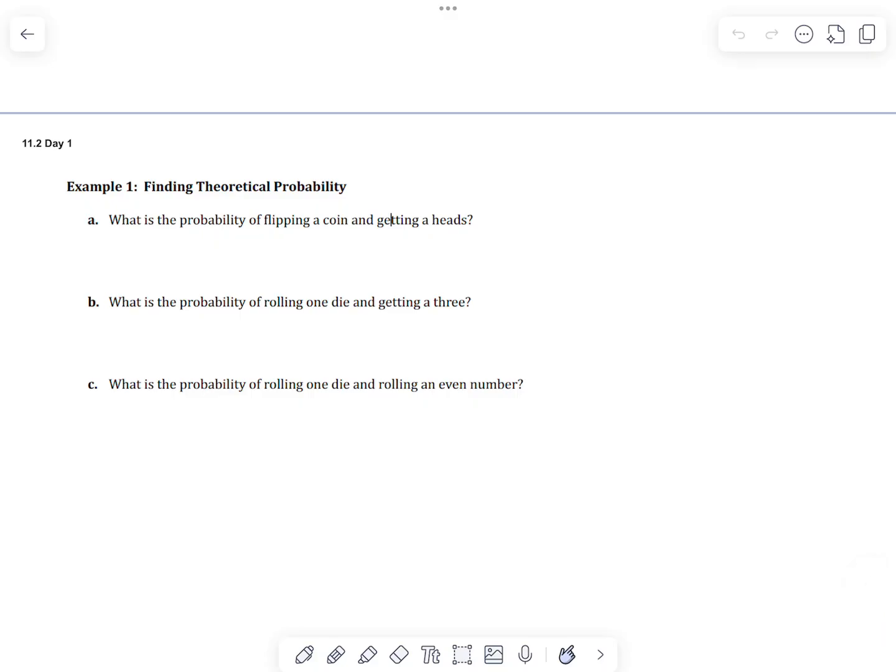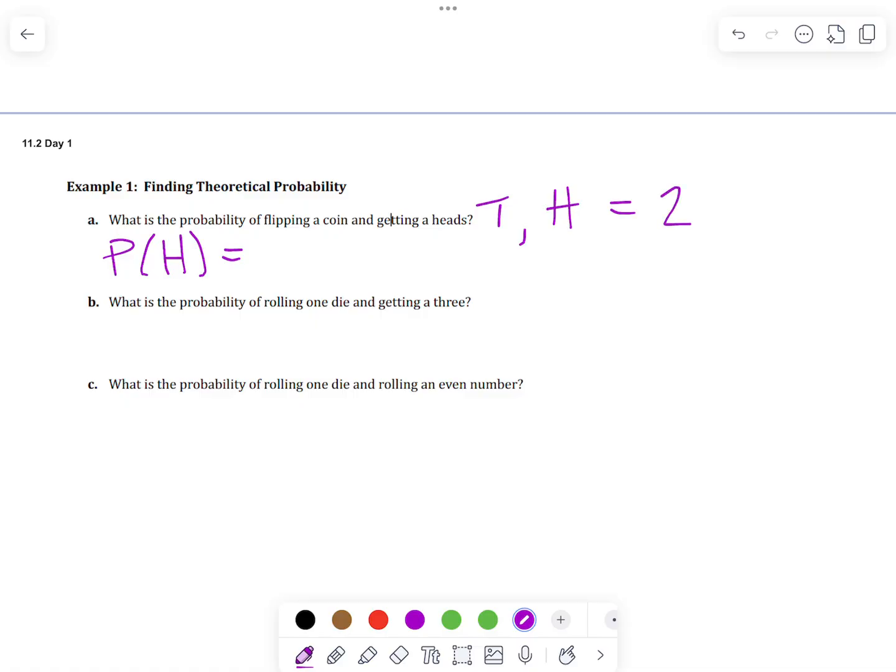Example 1. What is the probability if you flip a coin and you get a heads? So there are 2 options when you flip a coin. You can get a tails or a heads. So what is the probability of getting a heads? You have a sample space of 2 options, and one of the options that's favorable is heads. So you have a 1 out of 2 chance of getting a heads.